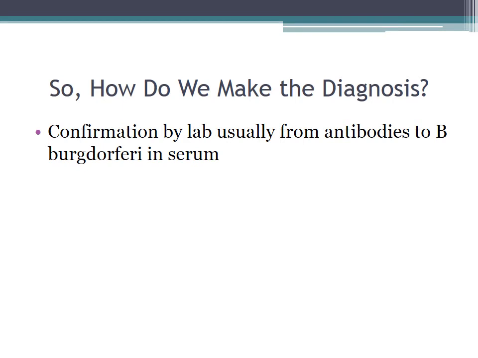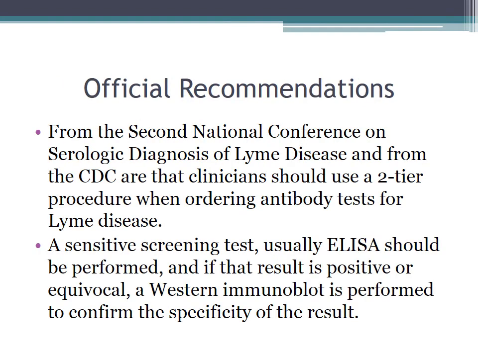So how do we make the diagnosis? Confirmation by lab usually is from antibodies to Borrelia burgdorferi in the serum. Official recommendations from the Second National Conference on Serologic Diagnosis of Lyme Disease and from the CDC are that clinicians should use a two-tier procedure when ordering antibody tests for Lyme disease. A sensitive screening test, usually ELISA, should be performed, and if that result is positive or equivocal, a Western immunoblot is performed to confirm the specificity of the results.